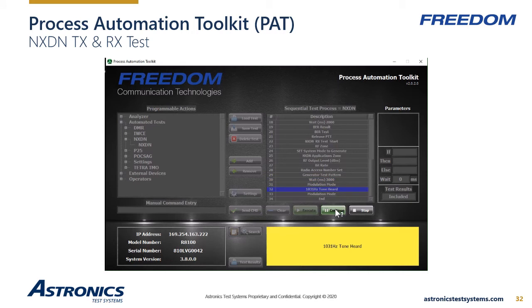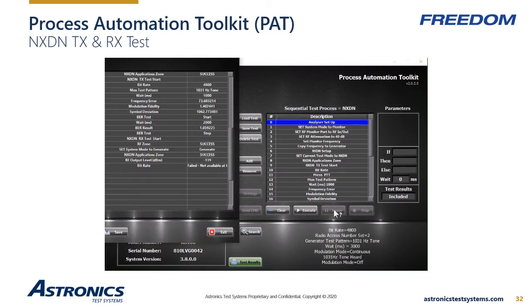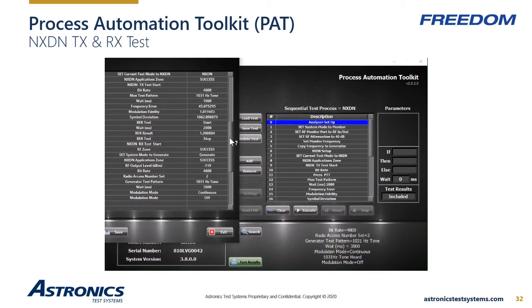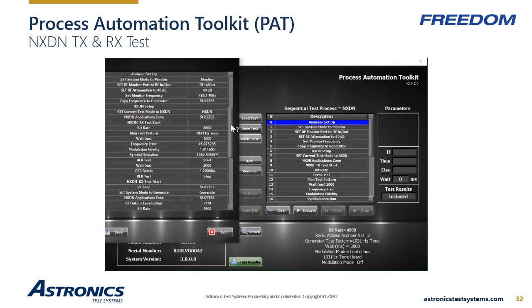And at minus 119 is roughly the receiver sensitivity, or an estimation of the receiver sensitivity, and we can hear the tone coming through the speaker of the radio. Continue. And it will bring up the test results so we can take a quick look at the test results.